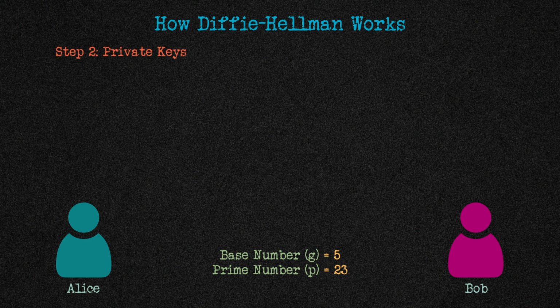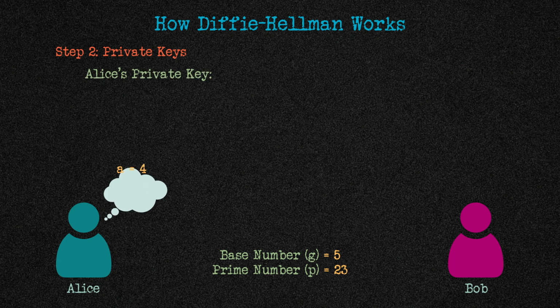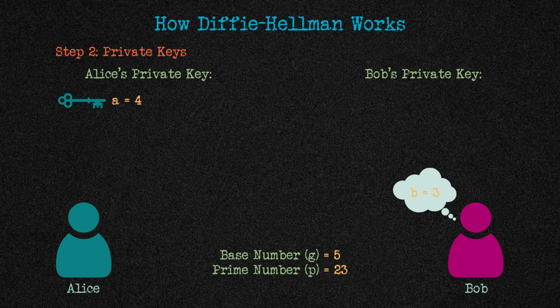Now, Alice secretly chooses her own private key. Let's say she picks 4. Meanwhile, Bob selects his own secret key. We will use 3 in this example. These keys stay completely private. They never get shared with anyone, not even with each other.